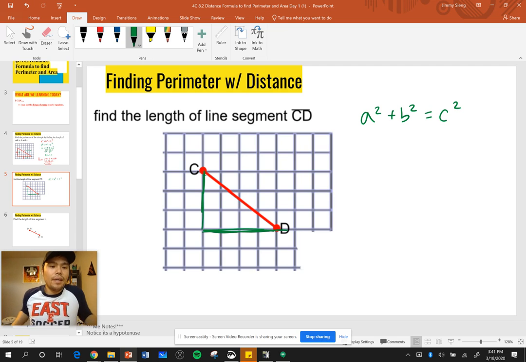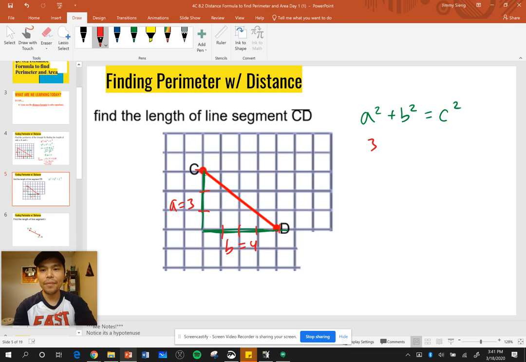Okay, class? All right, so go ahead and count one of our sides. Let's do the horizontal. Let's say that's A, that's 3. And then let's count the other: 1, 2, 3, 4. B is equal to 4. So I know that I have 3 squared plus 4 squared equals C squared. I'm not sure about C, okay? I don't know what C is.